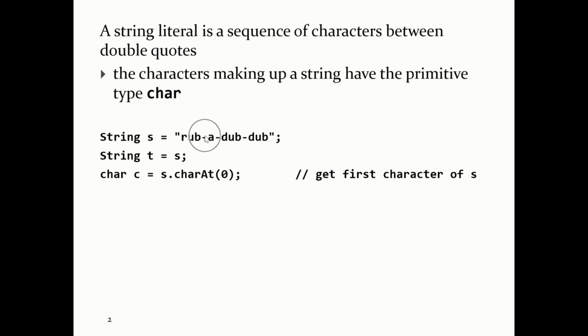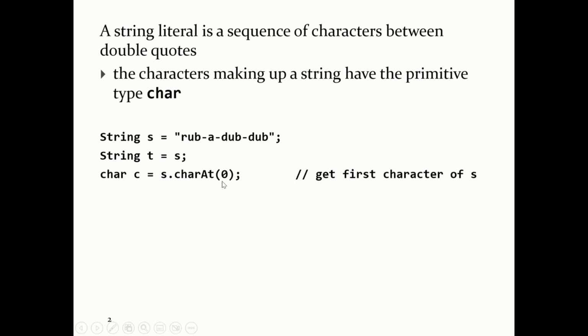It refers to the same string object. So in this example, there's one string object, whatever object represents rub-a-dub-dub. There are two variables, s and t. They both refer to the same object. In C, this would be like if you had written char star t equals s. In other words, it's as if you'd taken another pointer and made it point to the same array that s points to. You don't have two separate arrays in C. You have one array and two pointers pointing at the same array. So in Java, I have one string object and two variables that point to the same object.